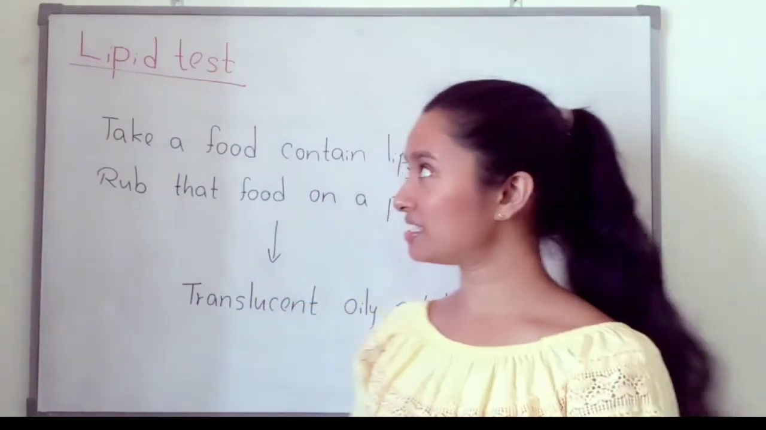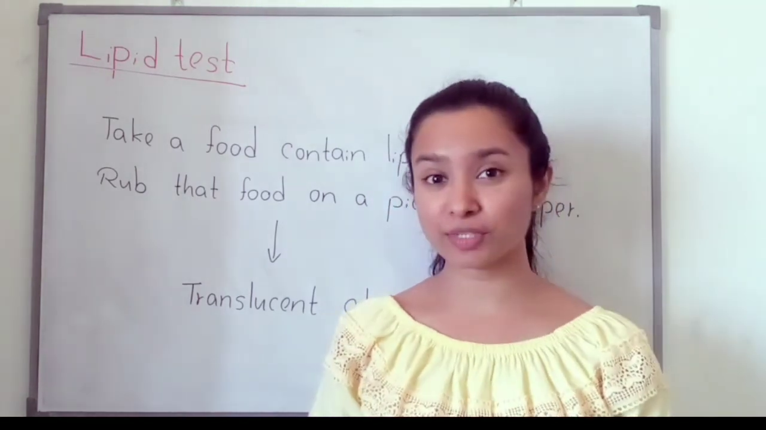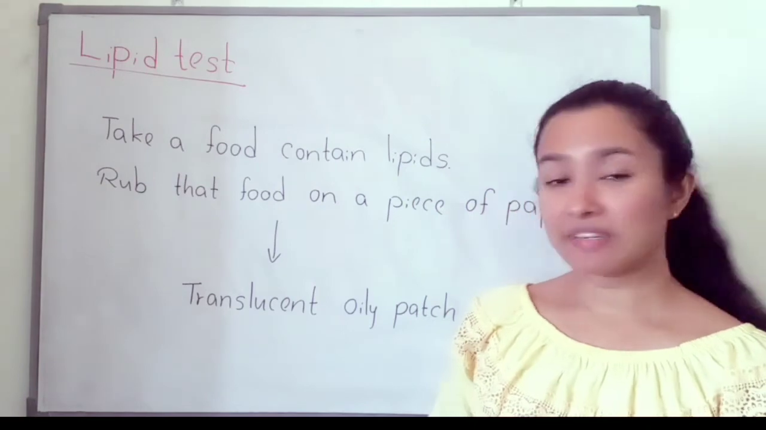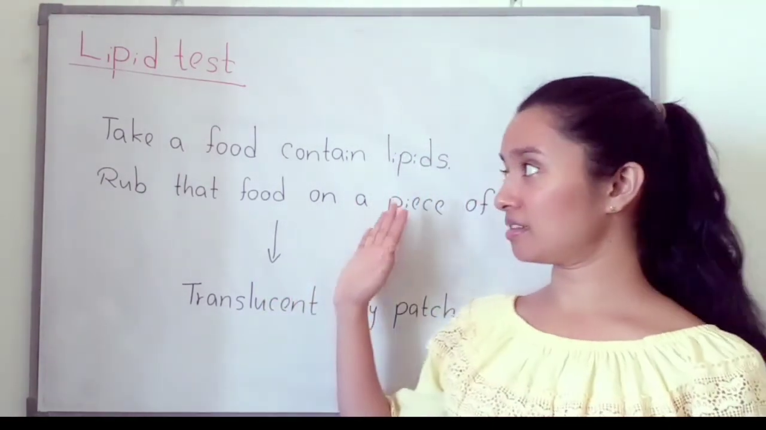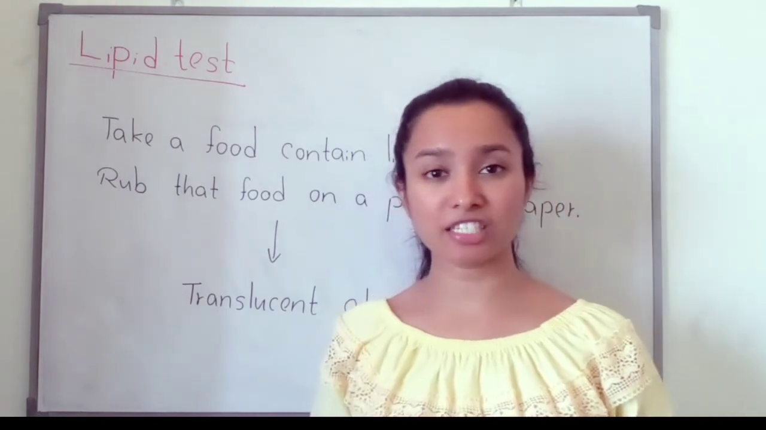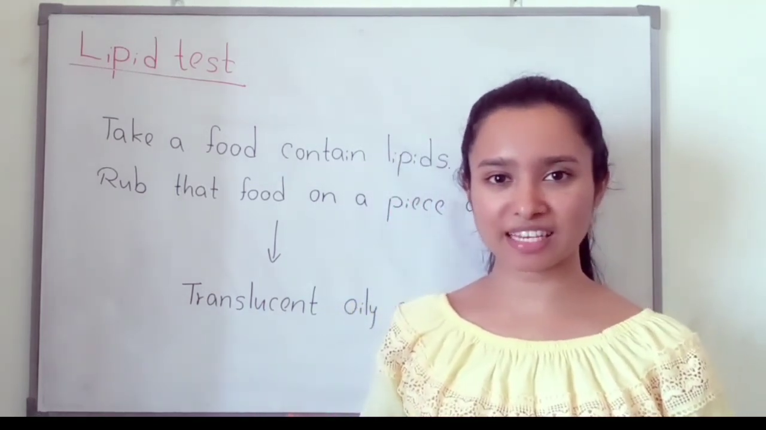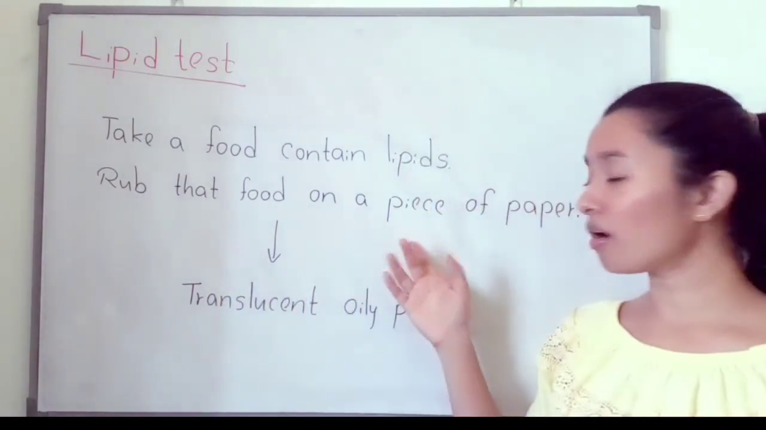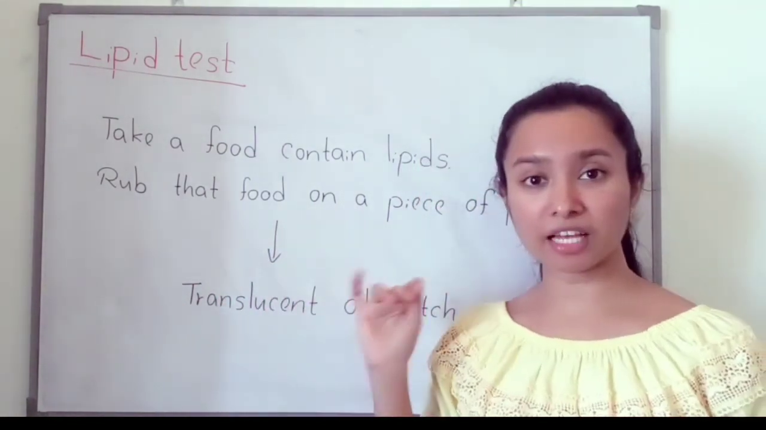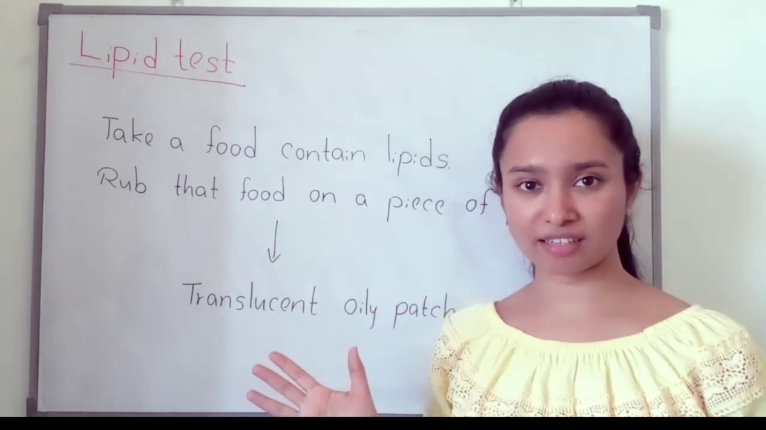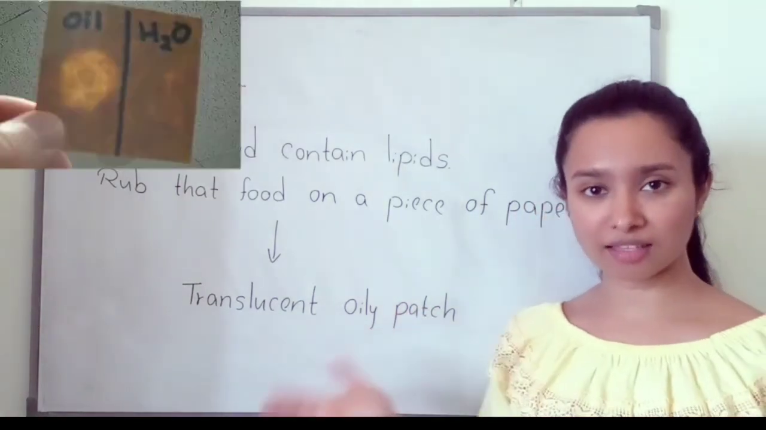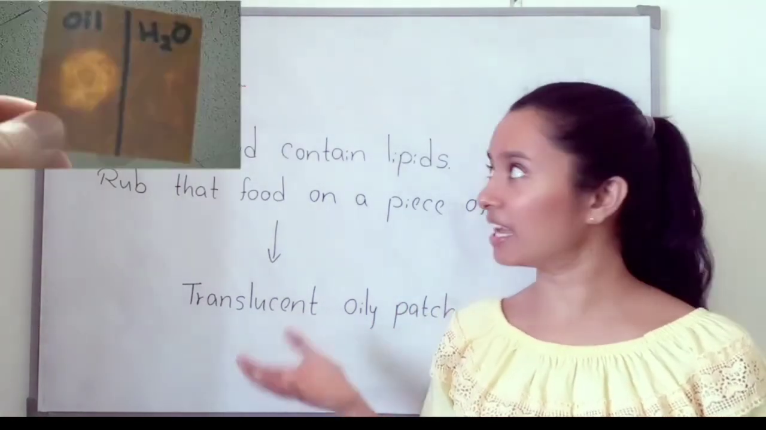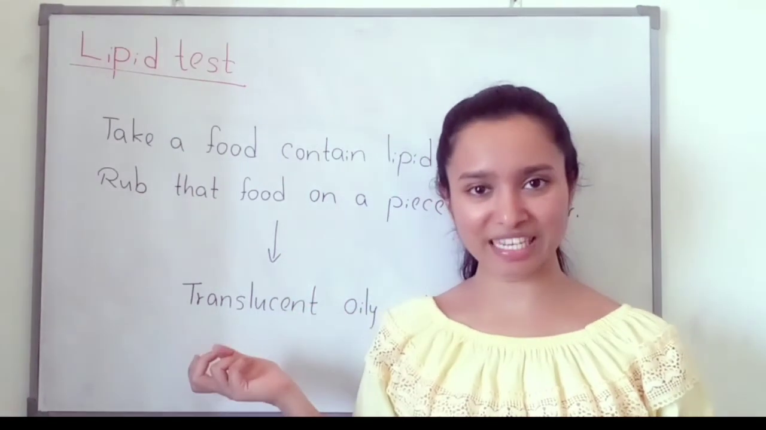Lipid test. This is a very easy test, so you can do it at home also. Here we need a food that contains lipid. We can take cheese or some meat. Then we take a white sheet of paper and rub the food on it. Then we can observe a translucent oily patch on the paper. That means that food contains lipid. Okay? You can do it at home.